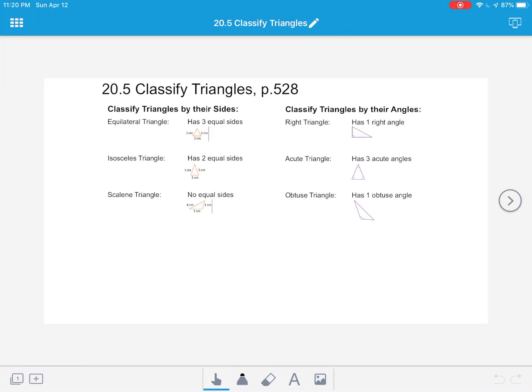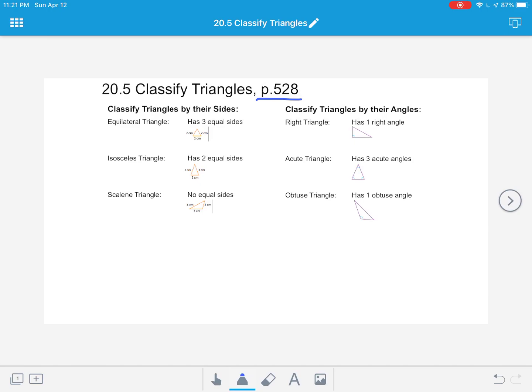Hi, fourth graders. Welcome back to your math lessons. We're going to continue chapter 20. Today we will be working on chapter 20, lesson 5. This is coming from page 528 in your textbook. Please get out your textbook, your math journal, and pause the video to get your journal labeled.